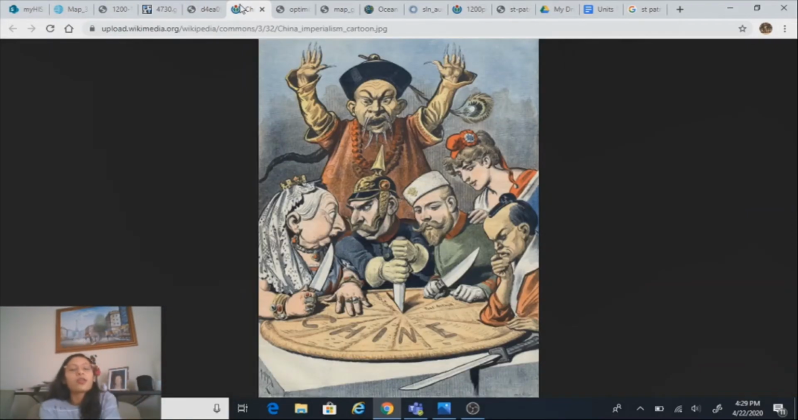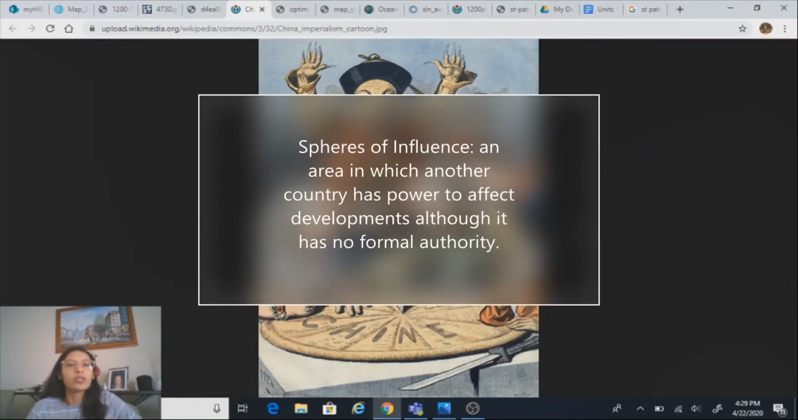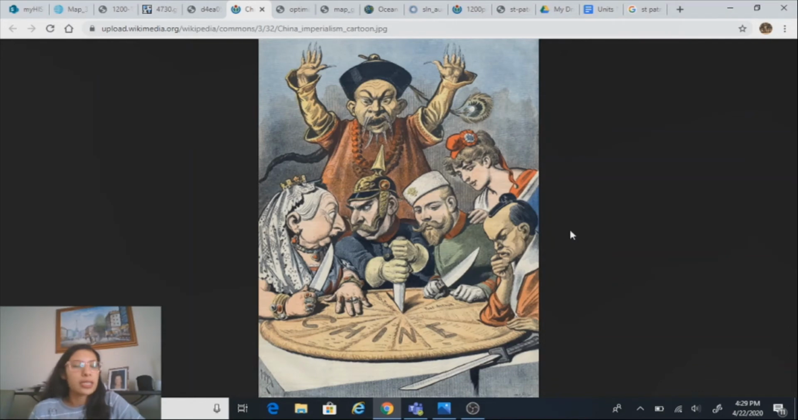Another example of this is in China, where, if you remember this political cartoon, European countries and Japan are going to carve up China into spheres of influence, which just means that they control a certain section of China. And China has a lot of rich imports and exports, so they have lots of product to sell.